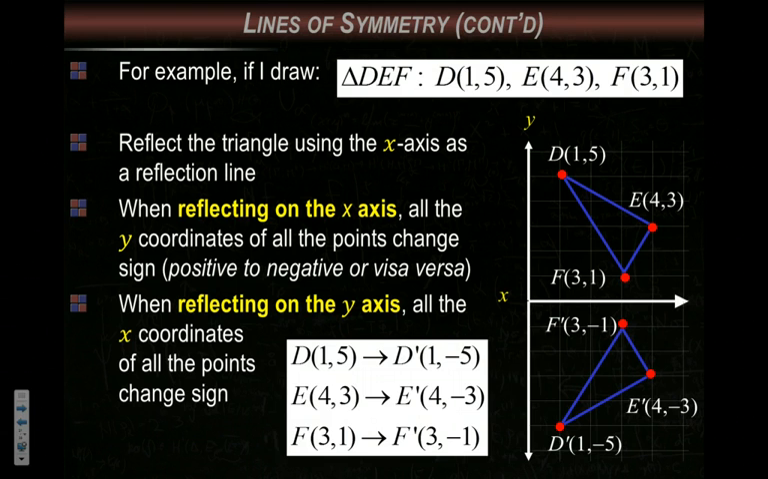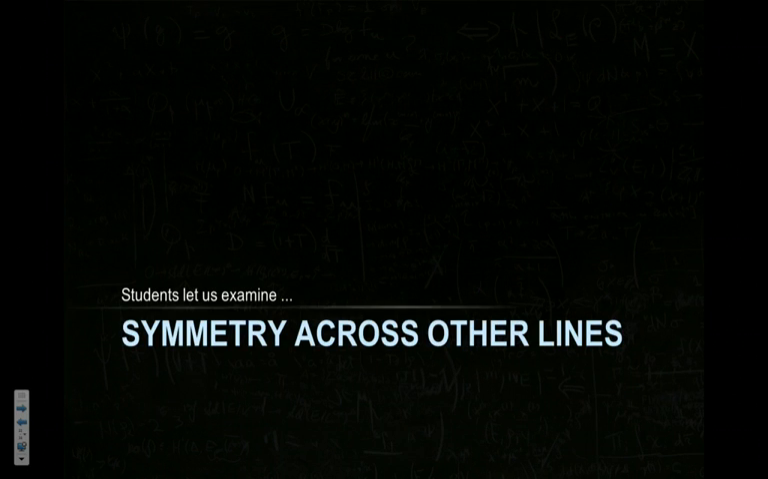If you took the points of that triangle, D became D prime. Notice what happened to D. It went from (1, 5) to (1, -5). Notice what happened to F. F went from (3, 1) to (3, -1). Do you see a pattern? When I reflect it across the x-axis, what do I do? Yeah, I just switched the sign of the y-coordinate. If I flipped this back the other way, negative 1 would just become positive 1. So that's a simple way to look at it.